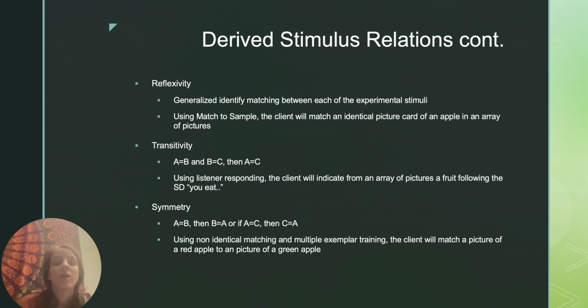So those are all different ways of how we use match to sample, listener responding, as well as multiple exemplar training that all identify and create opportunity for that derived stimulus relations that's going to help our client expand their tact repertoire, as well as expand their mand repertoire as they can just continue to open the doors for communication.